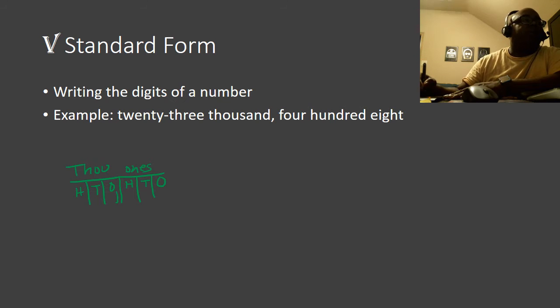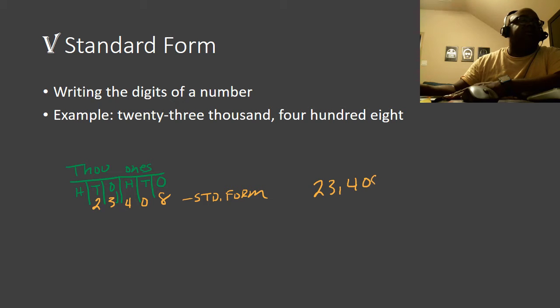Still going with yellow. So 23,408. And this is that number in standard form. And then all I'm going to do is just write the number off the place value chart. So 23,408. And then I box it.